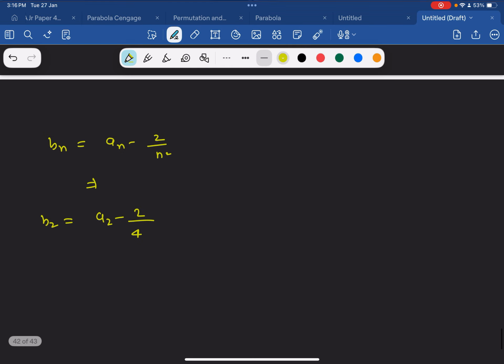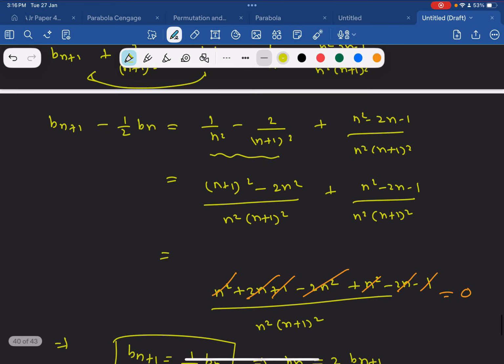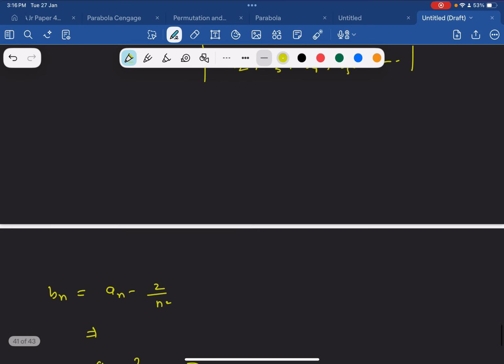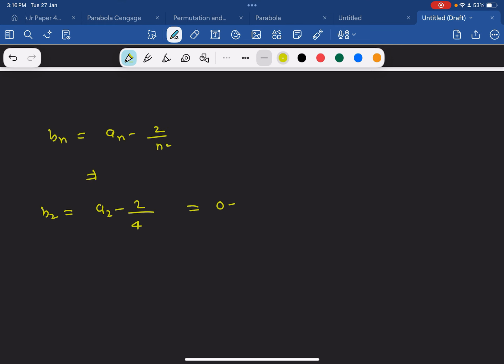B2 will be how much? A2 minus 2 by 2 square, so 4, correct? And A2 I guess we have calculated initially. What is the value of A2 we are getting? 0. So if A2 will be 0, then this will be 0 minus 1 by 2, so we are getting minus 1 by 2.